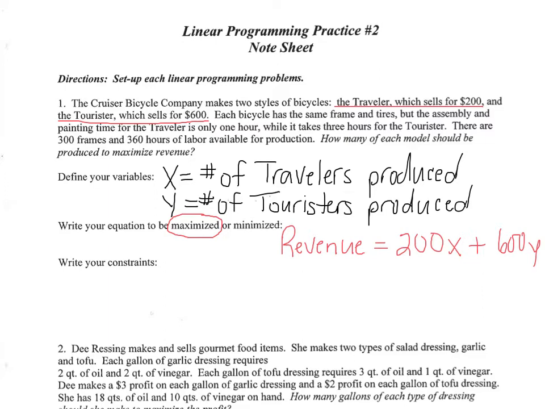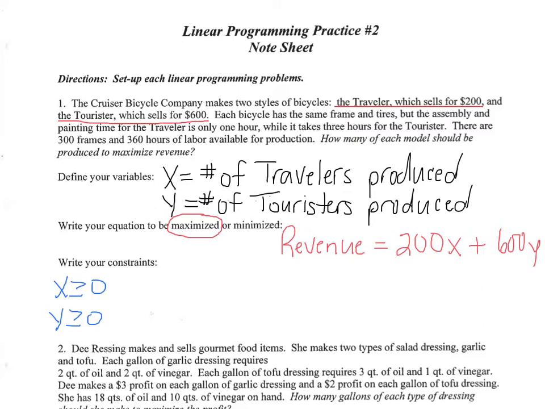The next thing I'm going to do is write my constraints. There are two constraints that are very, very easy to write. We cannot make any negative bicycles. And so X has to be greater than or equal to 0, and Y has to be greater than or equal to 0, because it wouldn't make sense to make any negative bicycles.